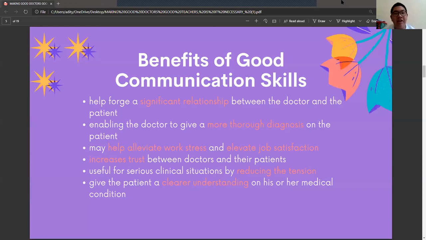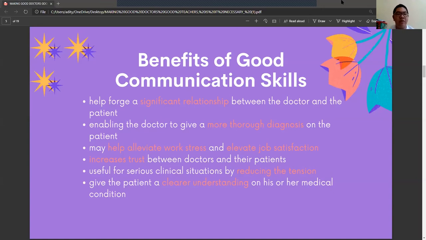So now I'm going to talk about the benefits of good communication skills for doctors especially. The first benefit is, of course, it helps to forge a significant relationship between the doctor and the patient. This enables the doctor to have a clearer view of what is actually going on with the patient, thus enabling the doctor to give a more thorough diagnosis. This also helps the doctor to alleviate their work stress and elevates their job satisfaction because patients are also more open towards their doctors, therefore increasing trust between doctors and their patients.